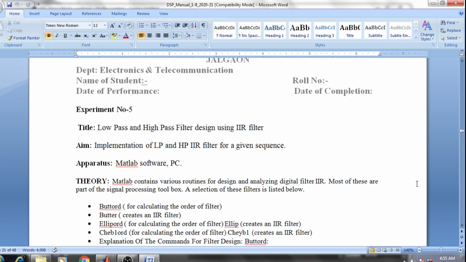Today we are going to perform experiment number 5. What is the title of the experiment? Low pass and high pass filter design using IIR filter. Here we are going to implement the low pass and high pass filter using IIR filter techniques. I hope in theory we have seen many things about IIR filter design.